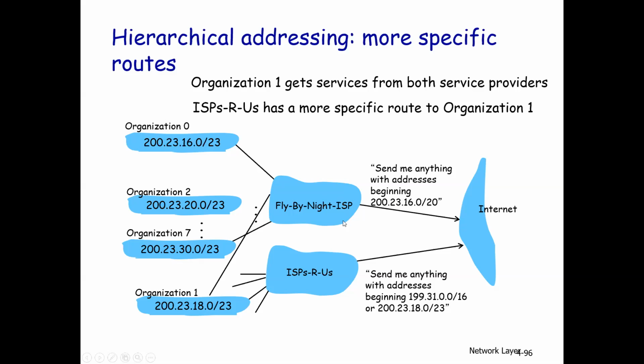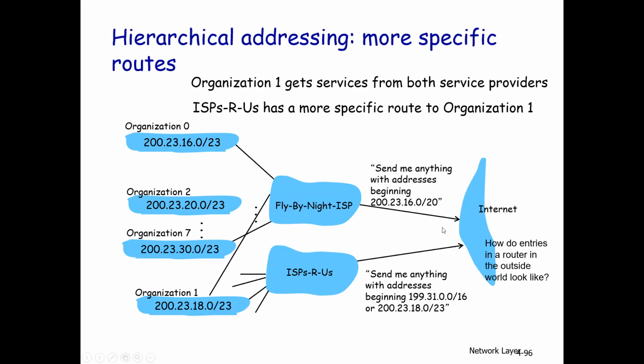So the message that this fly-by-night ISP advertises, the route or the block that it advertises, to say where I can take you, is: send me anything with addresses beginning with this, 200.23.16/20. Now, this other ISP is connected to its original 199.31/16, but it's also connected to this other one, which is 200.23.18.0/23. Okay? So it can say, send me anything with addresses beginning with this, or beginning with this one over here, but this is a /23, so it will specify that this block is also available with me. I can route you to this particular block as well.